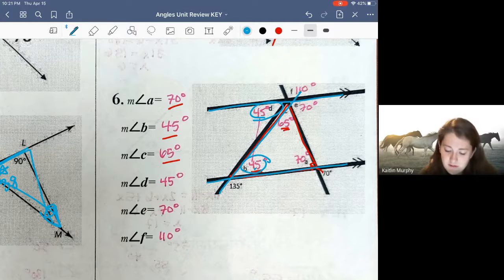Once we have those, we can get this angle F a number of ways. One thing we could do, because we already know E, is this: the measure of angle E plus the measure of angle F should be 180. So we can subtract that 70 to get 110. I guess that's all of our places.